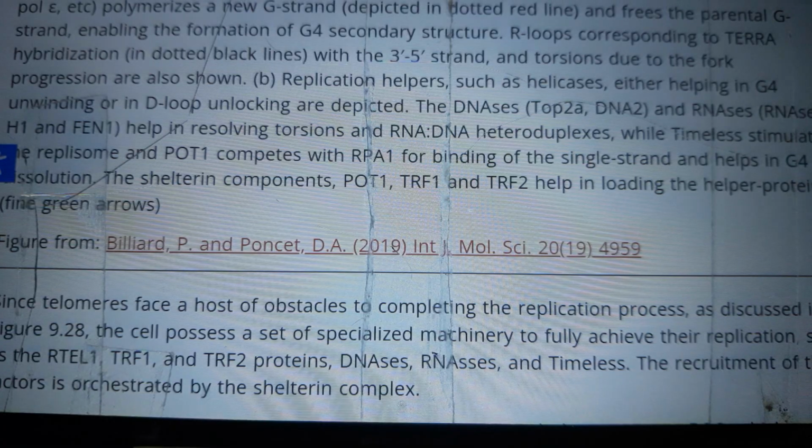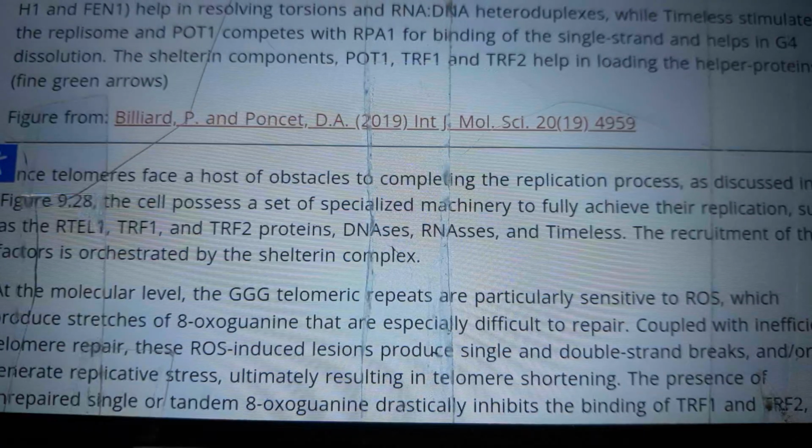With the 3' 5' strand, torsions due to the fork progression are also known. B. Replication helpers such as helicases, either helping in G4 unwinding or in D-loop unlocking, are depicted. The DNases, Top2A, DNA2, and RNases, RNase H1 and FEN1 help in resolving torsions and RNA-DNA heteroduplexes, while Timeless stimulates the replisome, and POT1 competes with the RPA1 for binding of the single strand and helps in G4 dissolution.